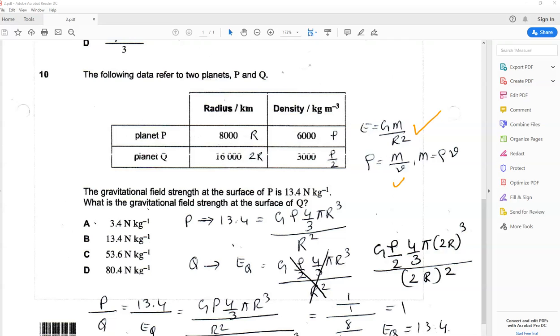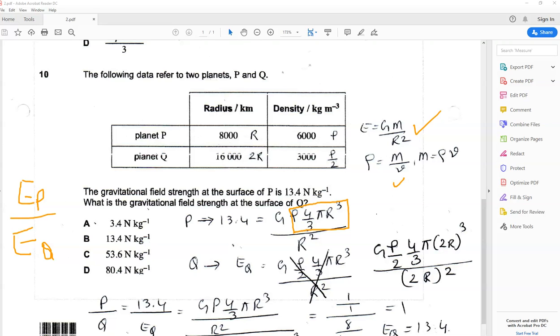So you have to just take the ratio of the gravitational field of P divided by the gravitational field of Q. Here the gravitational field of P is 13.4, which is equal to, applying this standard formula, GM by r squared. We don't know the exact value of M. However, you can get it by using the radius and the density. To get M, you multiply the density by the volume, and then divide by r squared.